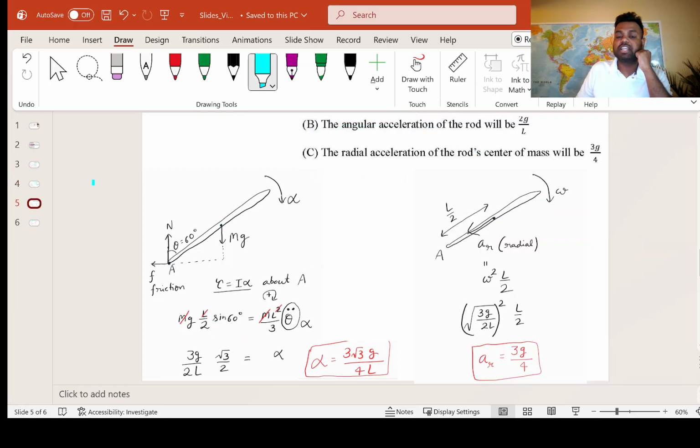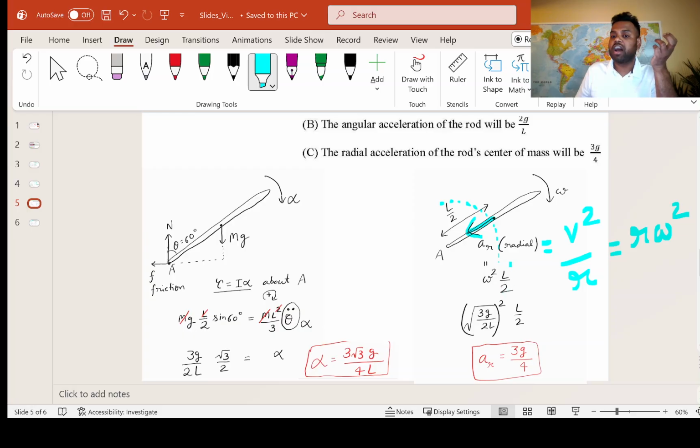Next, radial acceleration. So if you visualize it, you will see it is moving in a circle. It will be easier if you think about radial acceleration like centripetal acceleration, which, if you recall, you know it by v square by r. And v equal to r omega, so it is r omega square, and that's what we do. R is L by 2. And you get radial acceleration is 3g by 4, so C is correct and B was wrong.